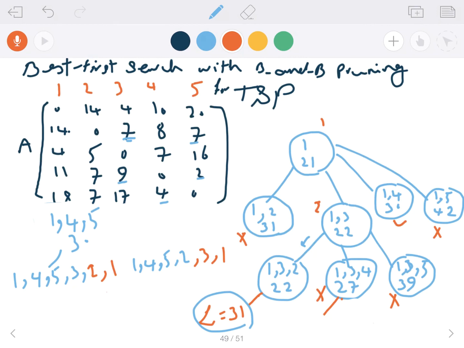Here if we calculate the numbers, 1, 4, 5, 3, 2, 1 is going to give us the cost of 31, and the other one will give us the cost of 48. We expand this one and find there's no more expanding, and it has the length of 48. That's not the solution, and we found a length that is less than 48, so that's going to be our solution. So 1, 4, 5, 3, 2 and 1 is going to be our solution.